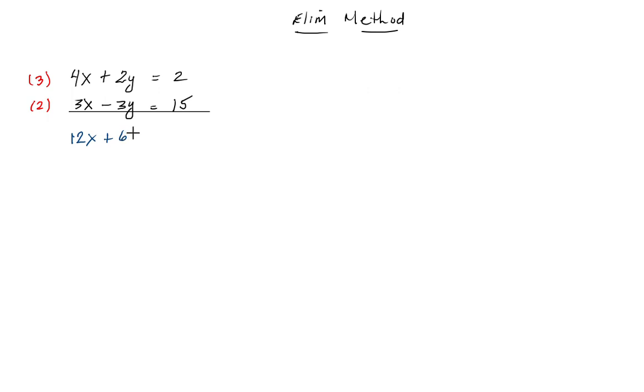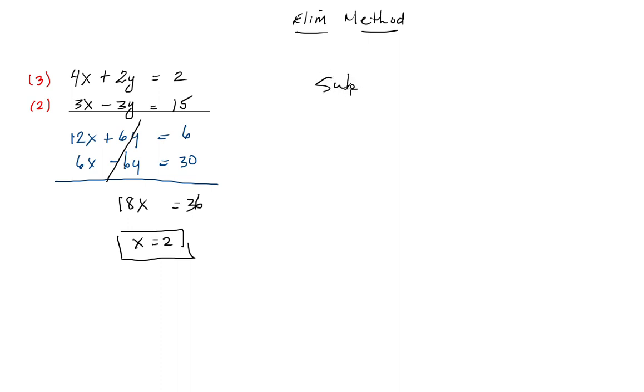I'm going to get 12x plus 6y is equal to 3 times 2, which is 6. Down below here, I get 2 times 3x, which is 6x, and 2 times minus 3y, which is minus 6y. Right here is what I want: 2 times 15 is 30. Now I'm going to add these up. So I get 18x, these cancel, of course, is equal to 36. I divide both sides by 18. I'm going to get x is equal to 2.